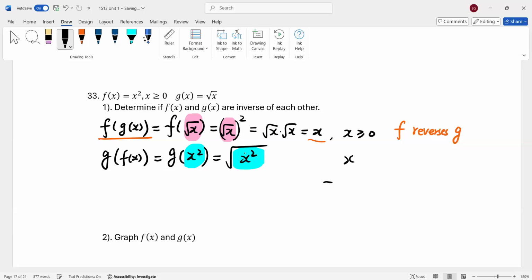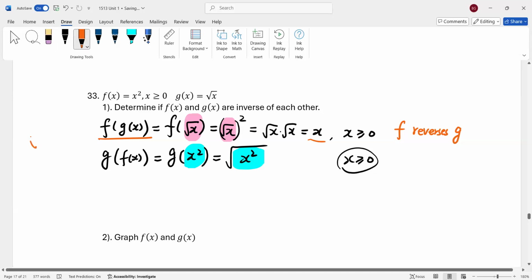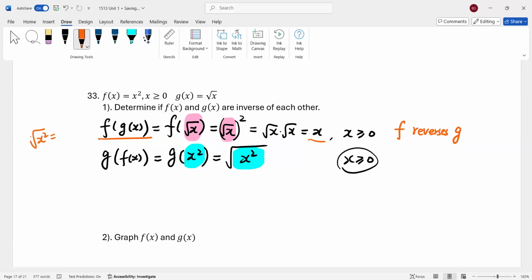Because x is bigger than or equal to 0, this condition is important. Only when x is non-negative, only when x is bigger than or equal to 0, this expression equals x, all right? Otherwise, actually, this is a pretty important formula. If you want, you can include it right here. Square root of x squared equals absolute value of x.